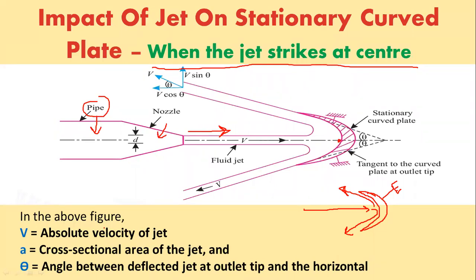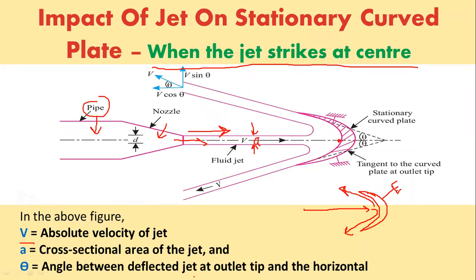Now, let us consider V is the absolute velocity of the jet. That means V is the velocity with which the water jet has come out of the nozzle and with which it is going to strike the curved plate. Small a, as always, is the cross-sectional area of this jet. So this is the cross-sectional area a.